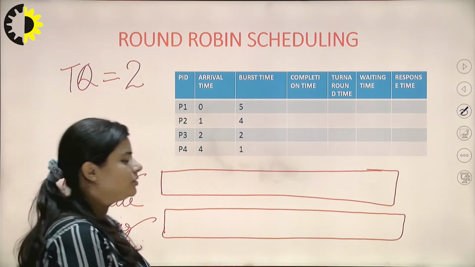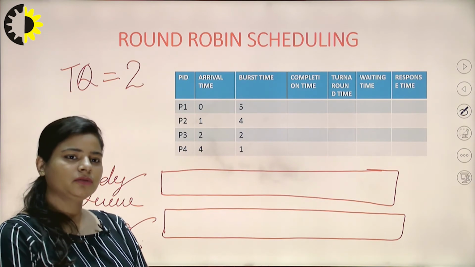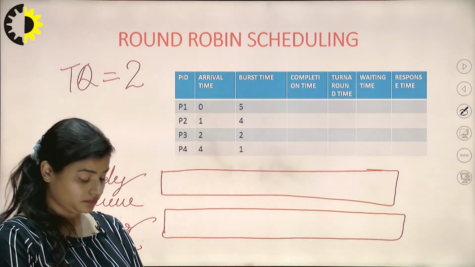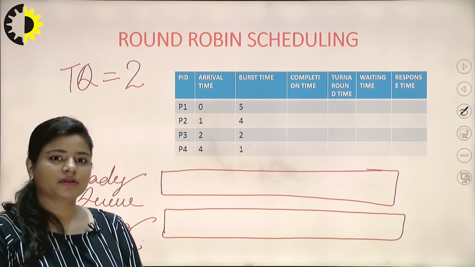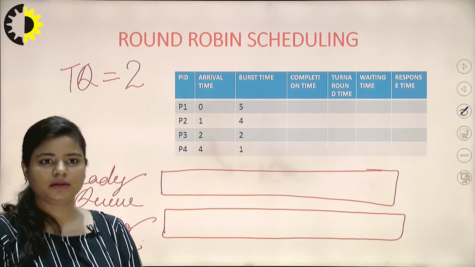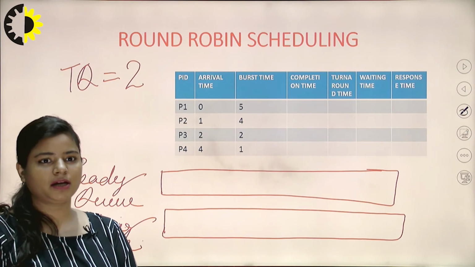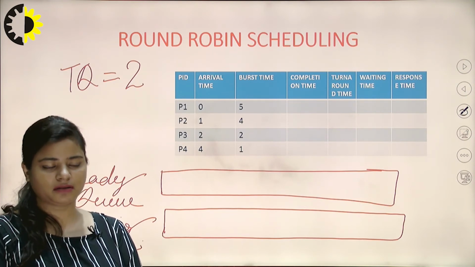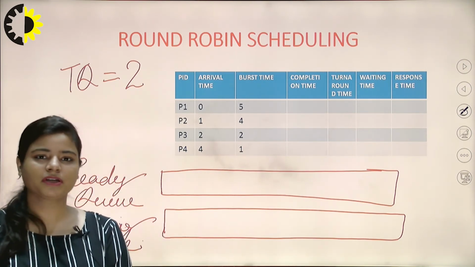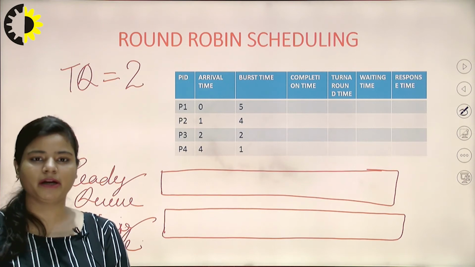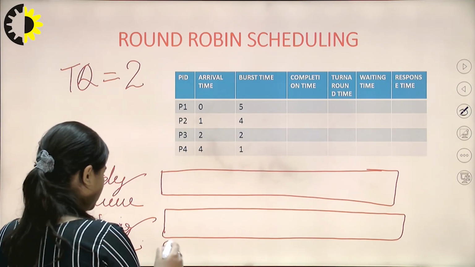Okay, so ready queue is nothing but the queue where all the processes will stay for a temporary time, and running queue is again the Gantt chart. Okay, so let's start with the running queue and the ready queue.